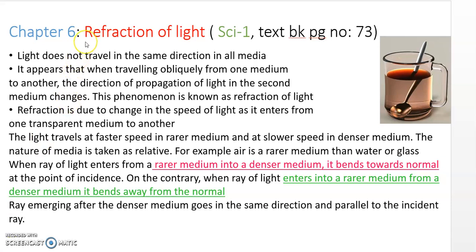Students, the next lesson is chapter 6. This is Science 1, refraction of light. You can take out your textbook, page number 73. We have already studied the reflection of light.